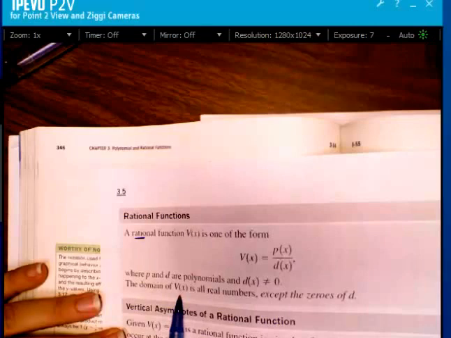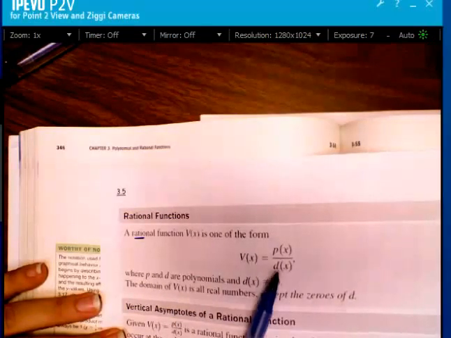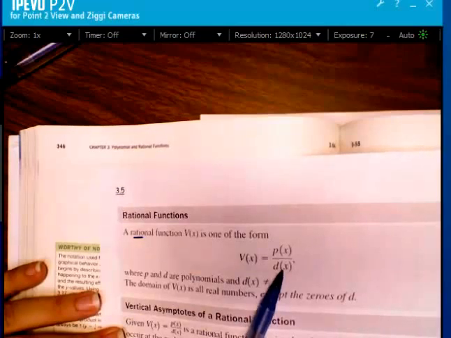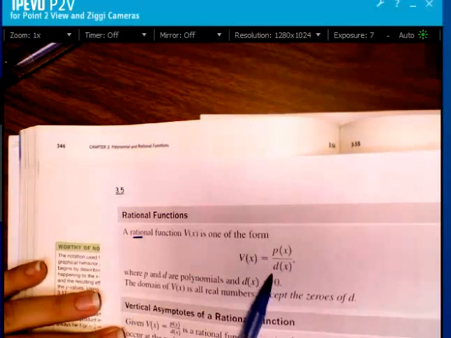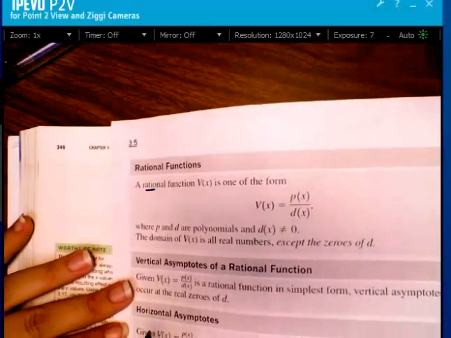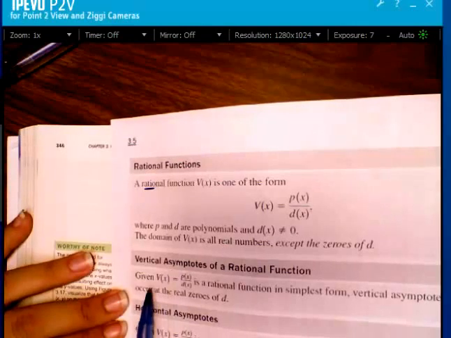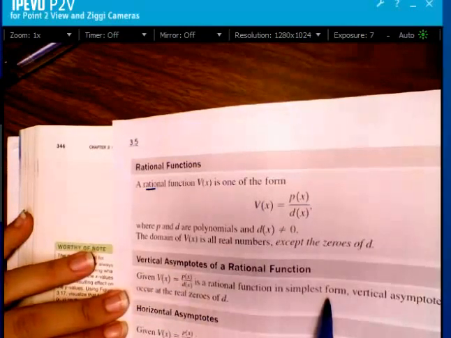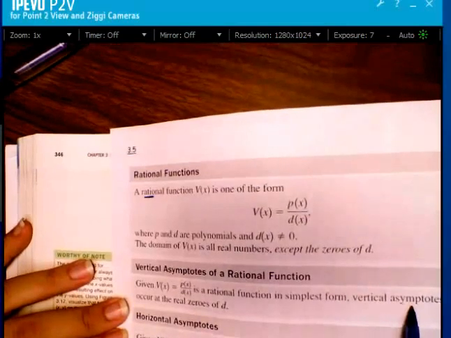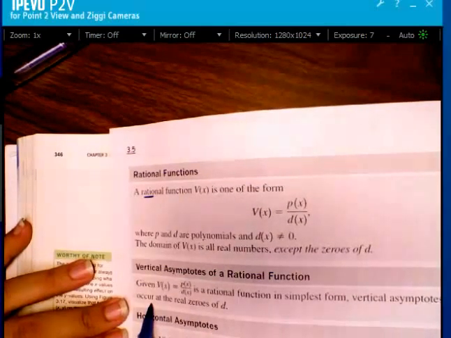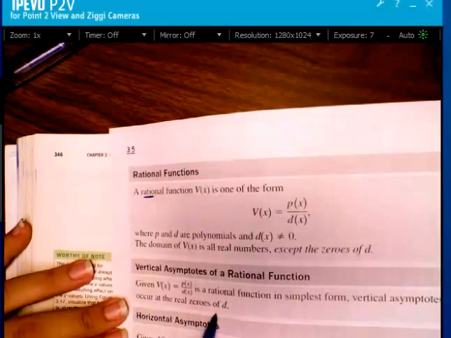The domain of the rational function is all real numbers except the zeros of the d function. And we've talked about that before when we talked about implied domains. When the denominator is equal to 0, that gives us our vertical asymptotes. So if we're given some rational function and it's written in its simplest form, vertical asymptotes will occur at the real zeros of d.